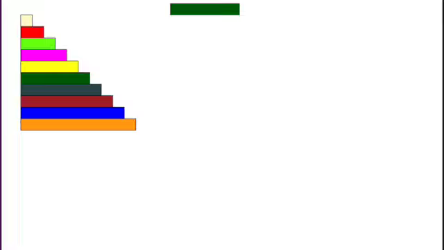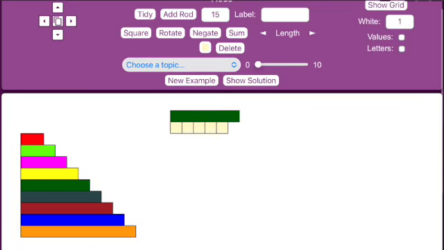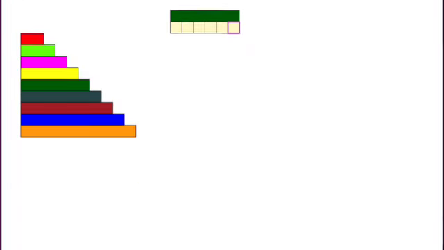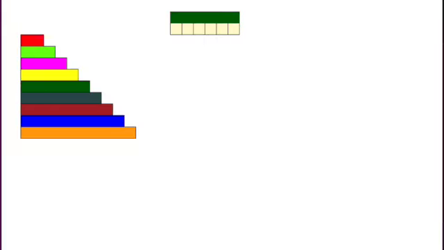Okay, so if the green rod equals one whole, that is obviously going to change the value of my white rod. Okay, I need to see how many white rods I can fit into one whole. That is 3, 4, 5, and 6. Okay, so the value of the white rod would be 1/6 of the green rod.